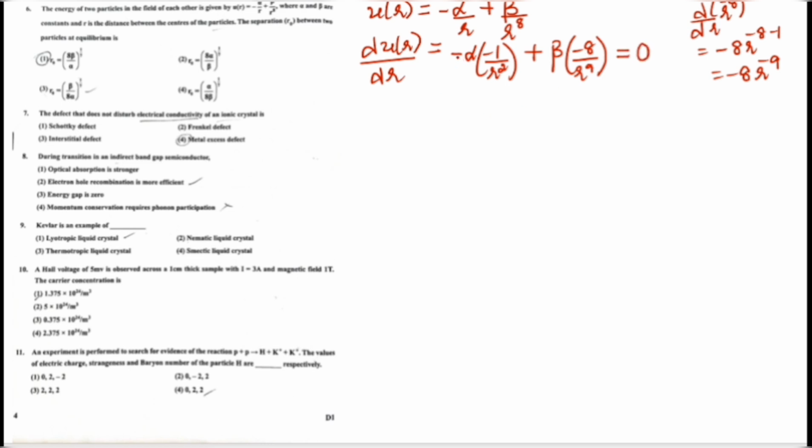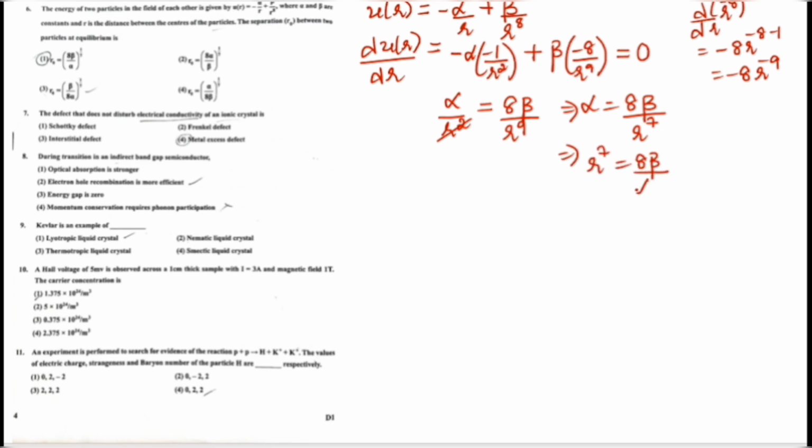So minus of minus will be plus alpha divided by r square. If it goes to the right hand side, it will be positive 8 times beta divided by r to the power of 9. So r square and one of the r squares get cancelled. What will be remaining? r to the power of 7 will be remaining. So alpha is equal to 8 times beta divided by r to the power of 7, or r to the power of 7 is equal to 8 times beta divided by alpha.